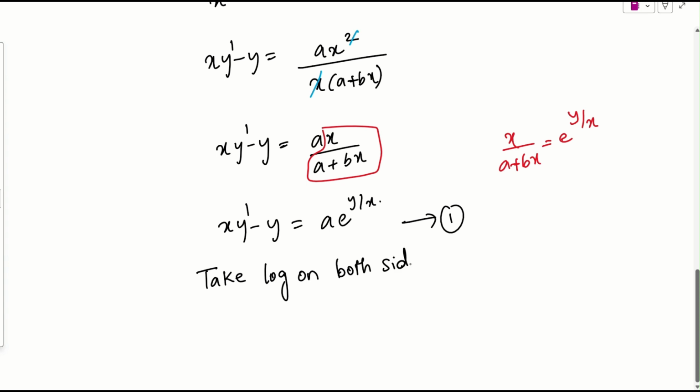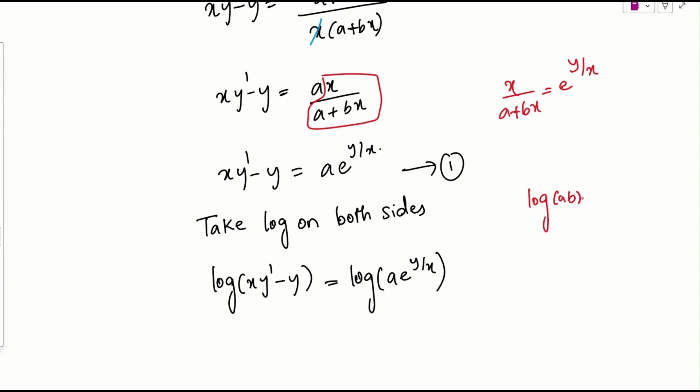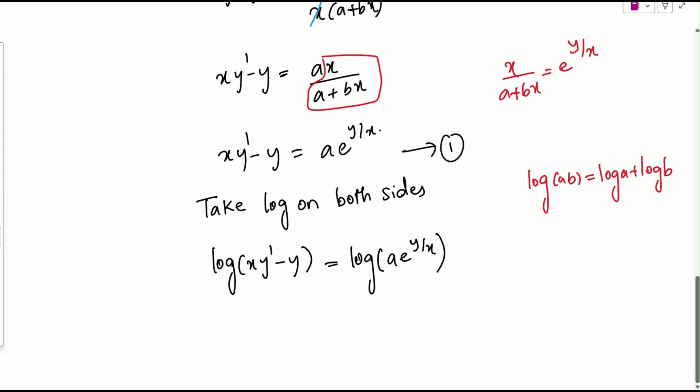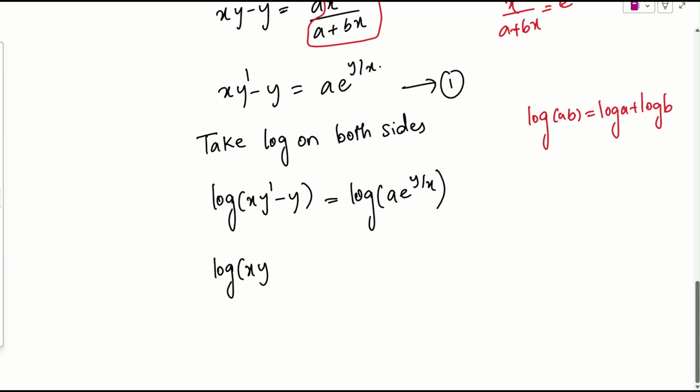If I apply log on both the sides, this is nothing but log of x y dash minus y is equals to log of a times e raised to the power y by x. Is it okay? Yes. If you remember, we have a formula log ab. What is the formula for log ab? Log ab is nothing but log a plus log b. I'll be applying the same formula here. So on the left side, keep as it is, x y dash minus y. This is nothing but log a plus log e raised to the power y by x.